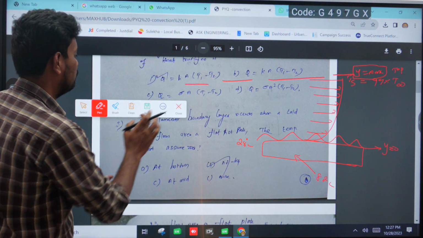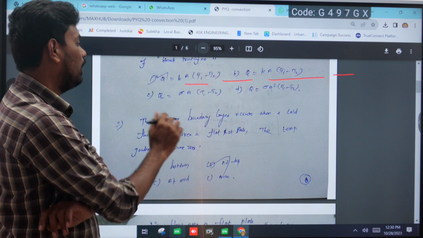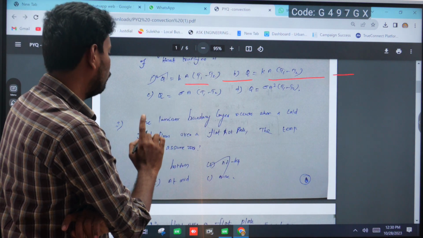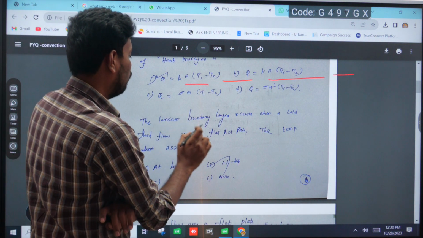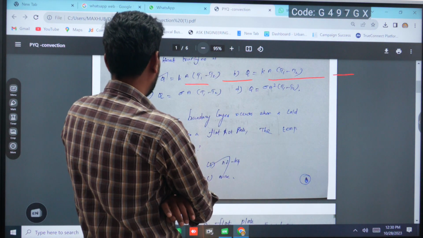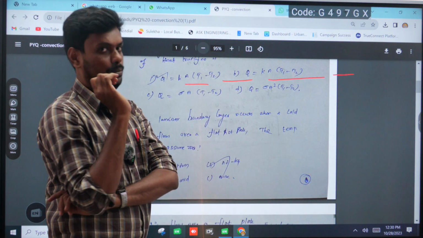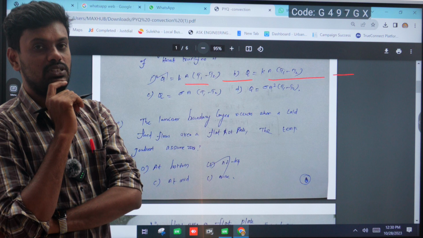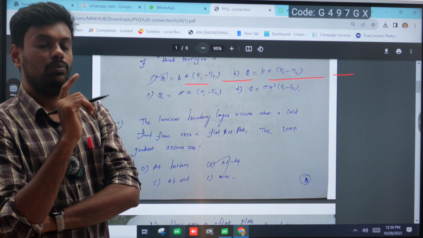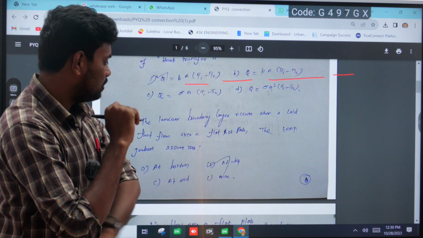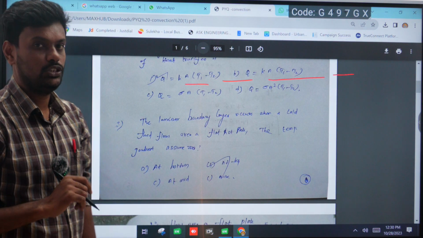So the question is, the laminar boundary layer occurs when a cold fluid flows over a flat hot plate. The temperature gradient assumes 0 at top. That is the meaning of that. Temperature gradient will be 0 from the top point. The answer is at top. I think you understood well.